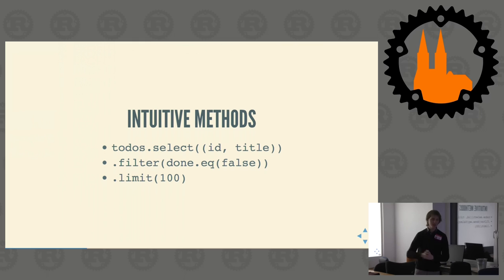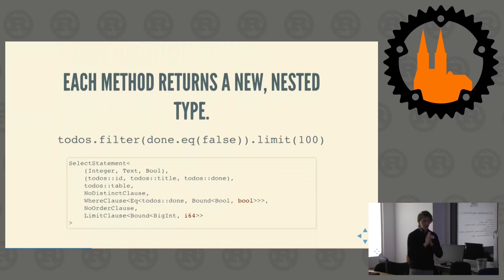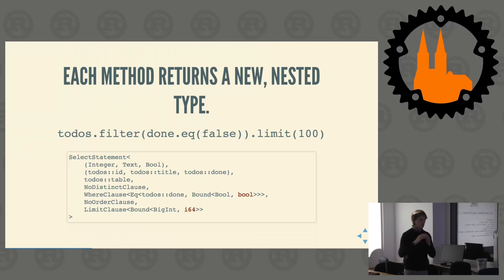Then we have intuitive methods, like a mapping from what you call select in SQL, which is called select, what you call where in SQL is filter, limit is limit, offset is offset, and all that. And the real magic I didn't show you, which was maybe obvious in the previous slide, is that there are lots of methods, and there is a lot of generating types involved.